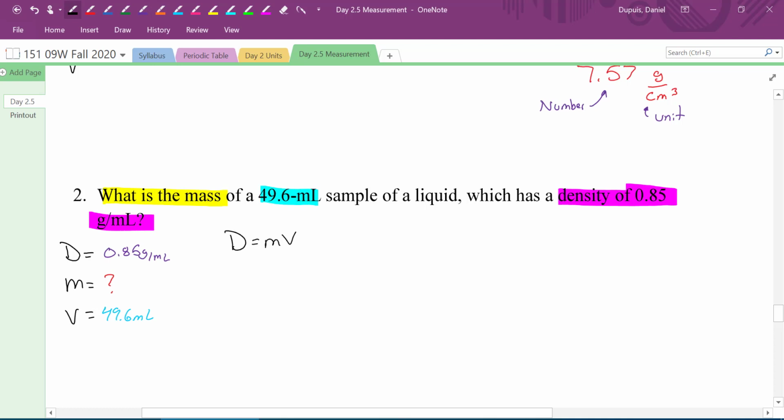D is M over V, and I'm looking for M here. So I can multiply both sides by the volume. The mass is equal to the density times the volume, and the volume will cancel. So my mass would equal the density of 0.85 grams per milliliter multiplied by 49.6 milliliters.